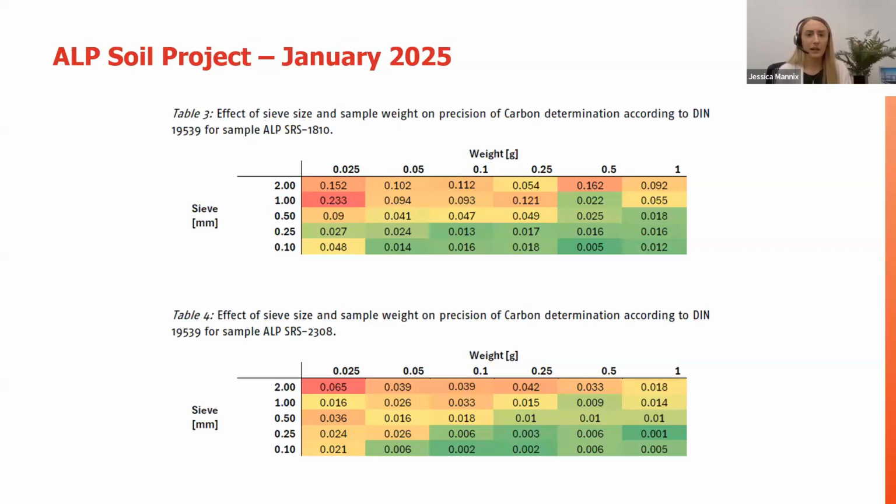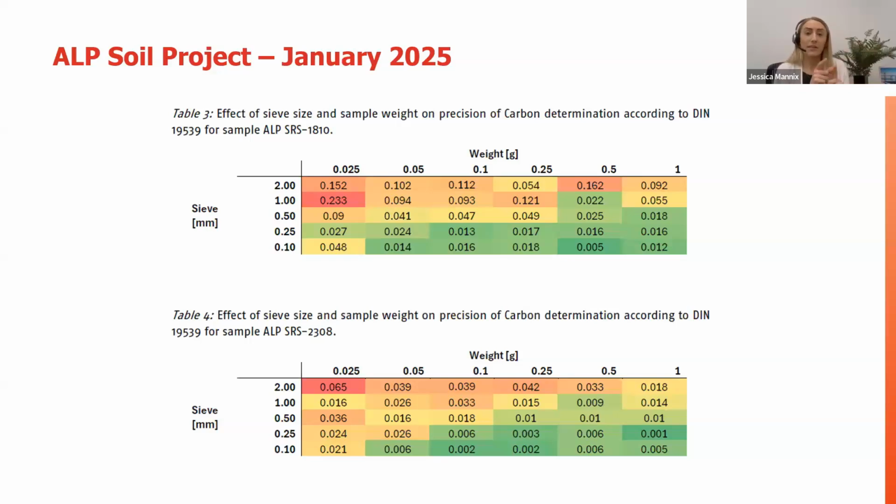So what we see on the left side is the sieve or the grind size, and on the top is the sample weight that was utilized. So from left to right, on the top, we're going from smallest sample to biggest sample. From sieve size on the bottom, we're going from smallest sieve size to largest.